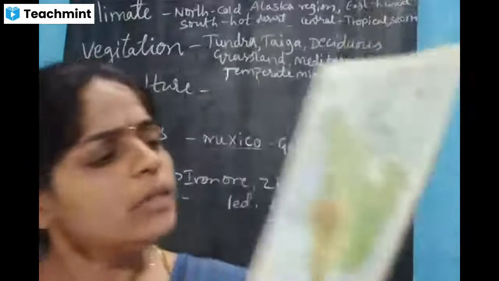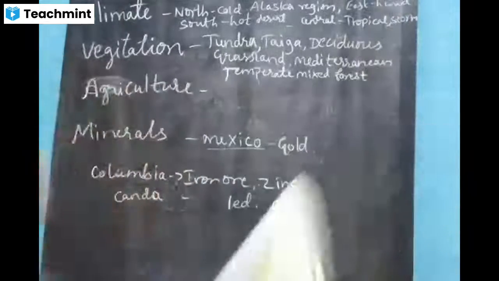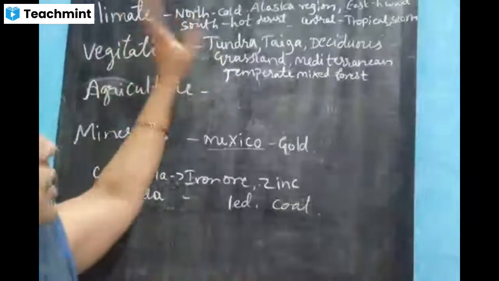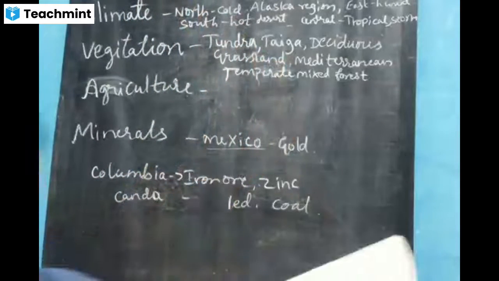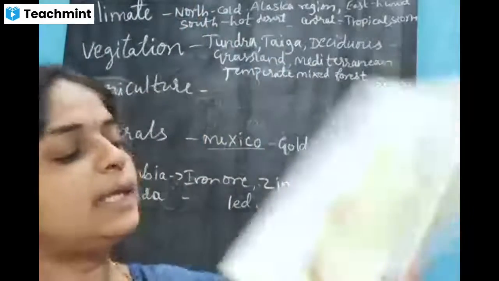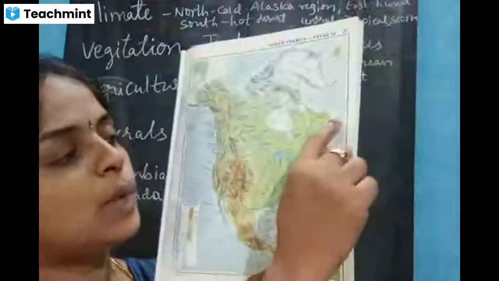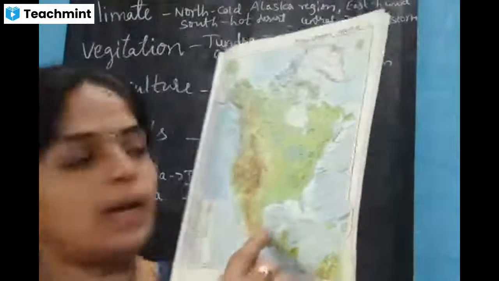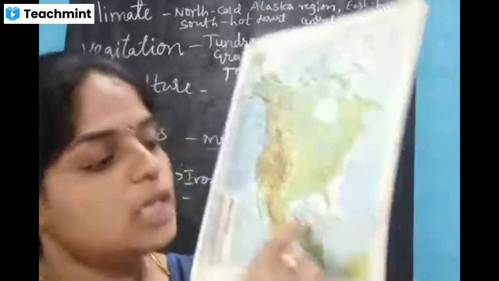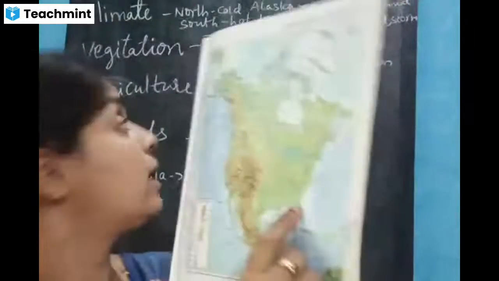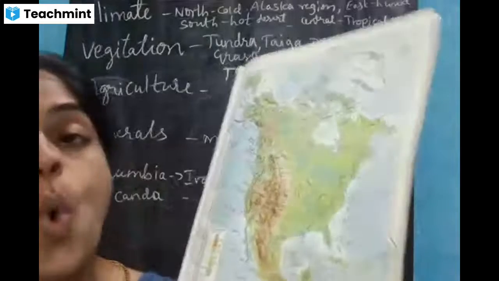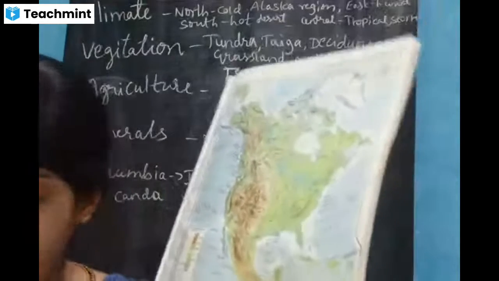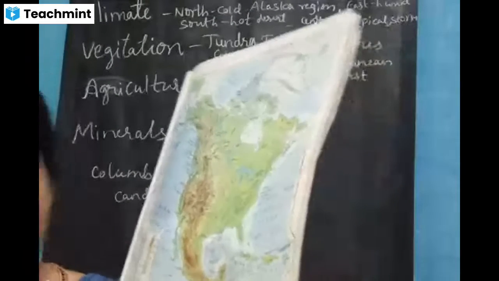Understood? Then what else are there? One is, what are the types of the vegetation, children? Tundra, taiga, deciduous, grassland, Mediterranean and the temperate mixed forest. Mediterranean region is this one, okay, because where there is an eastern coast, nearby the Atlantic Ocean, okay. So those who are living in this zone, they are having Mediterranean types of the climatical conditions. They are having olive, oak, then cork trees are found in this region, children.